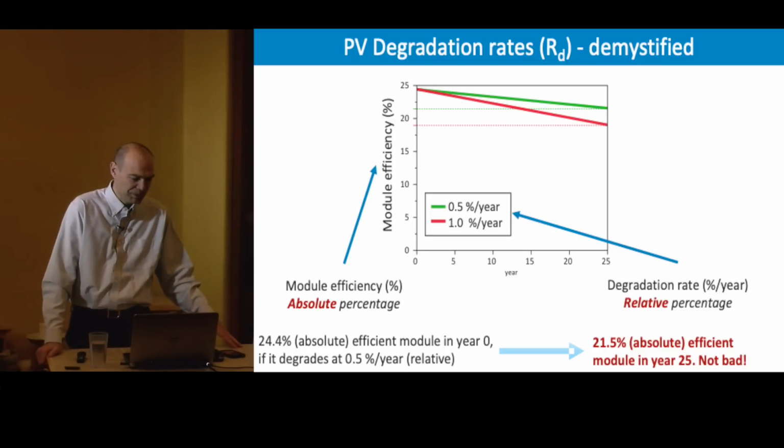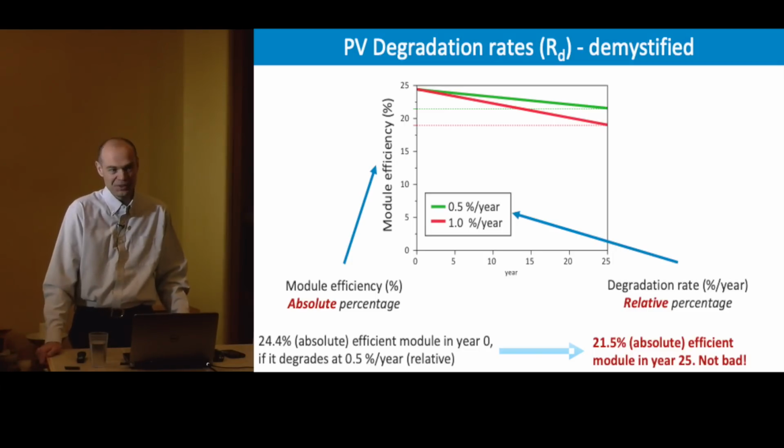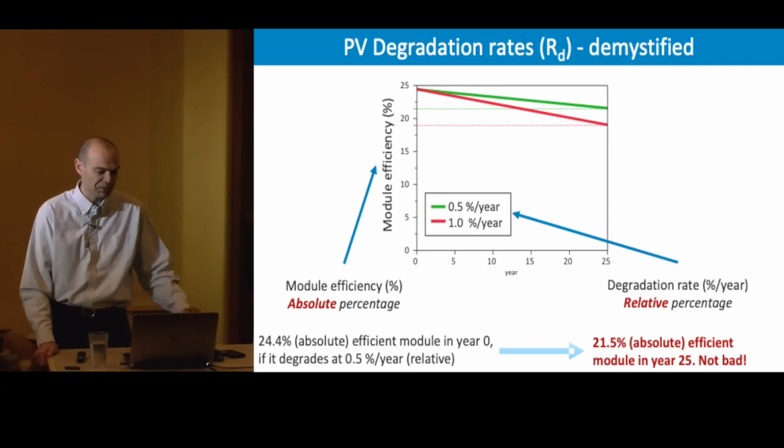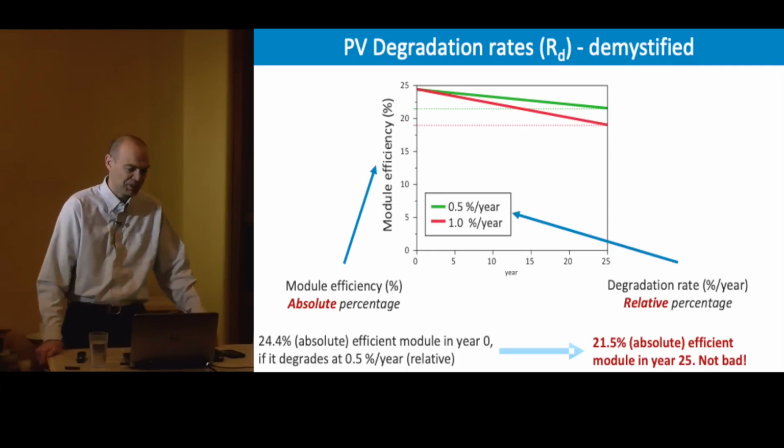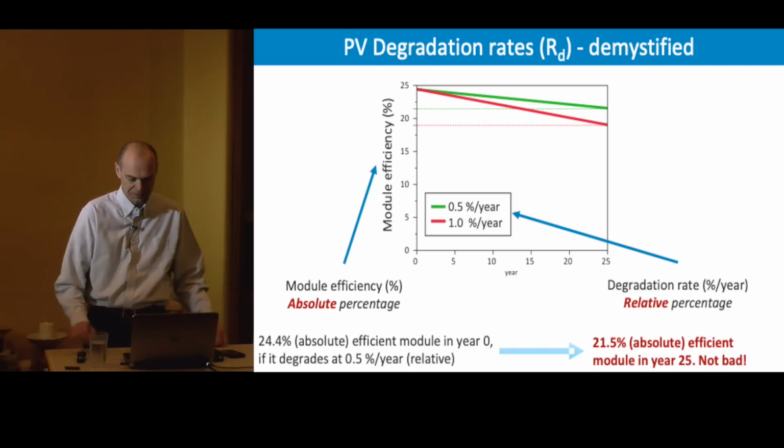So the record efficiency for a module right now is 24.4%. If it declines at 0.5% per year, that's the green line. After 25 years, you're still at 21% absolute efficiency. That's not bad. If you even go to 1% degradation, you still end up with about an 18% efficient module. That's still very good.